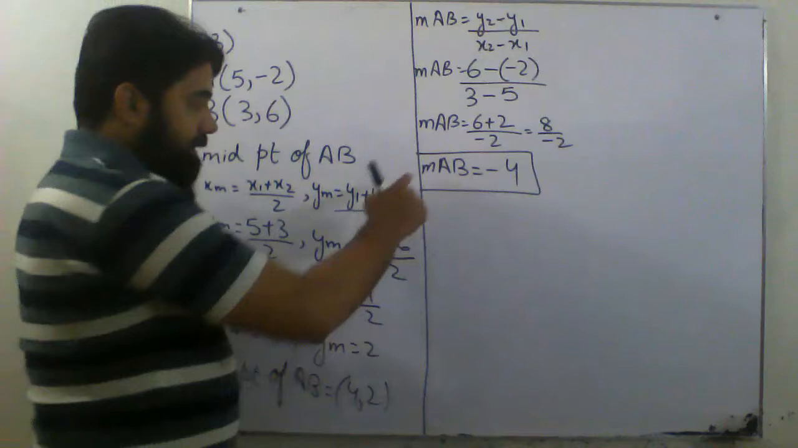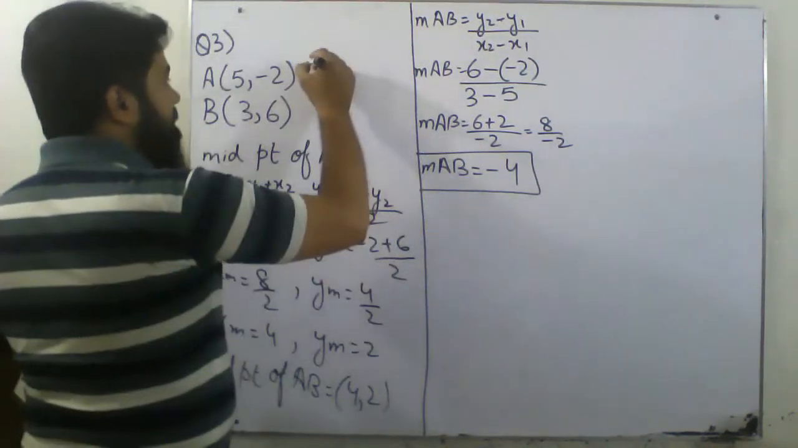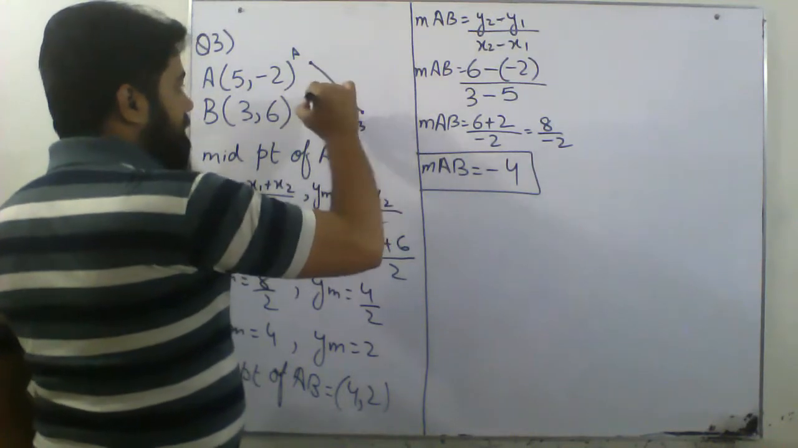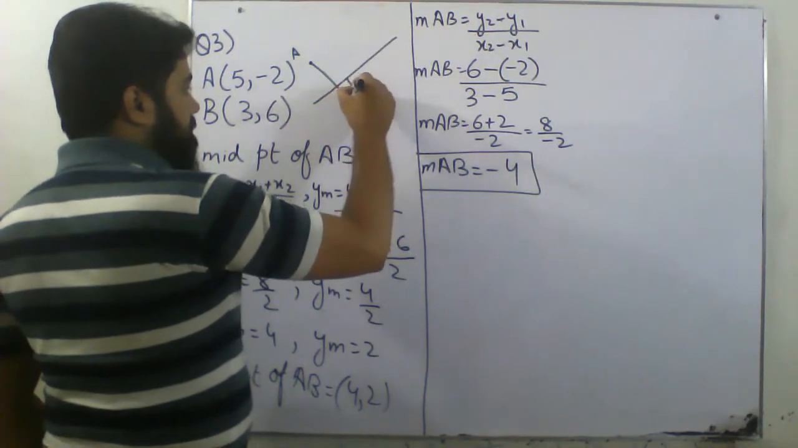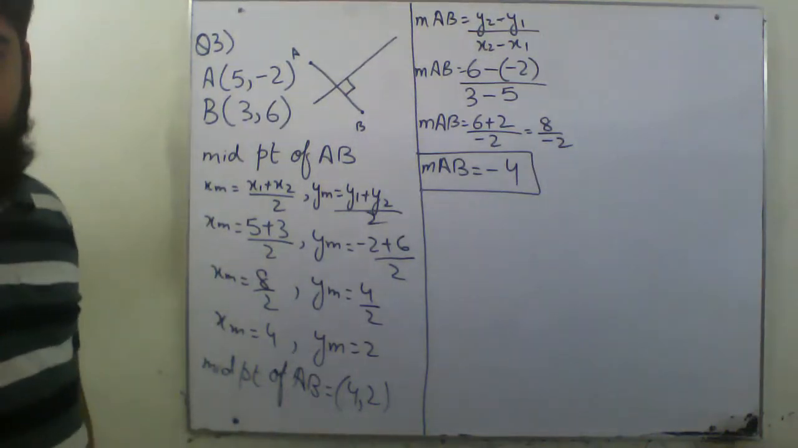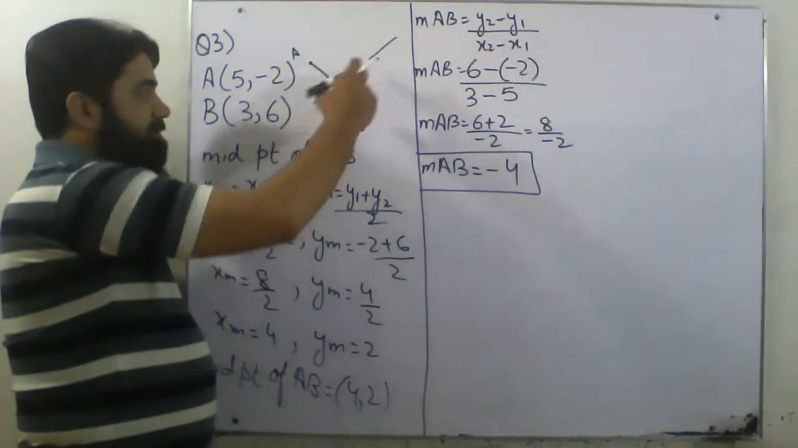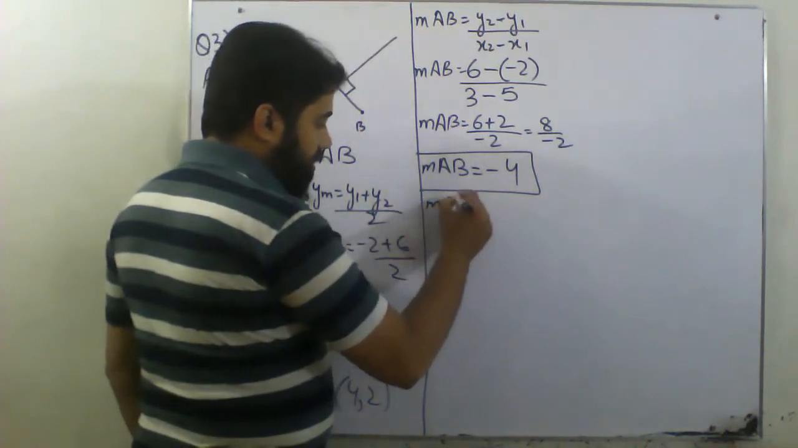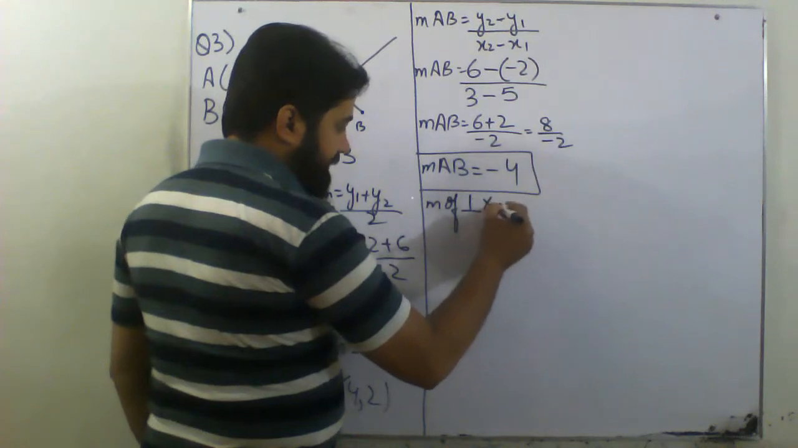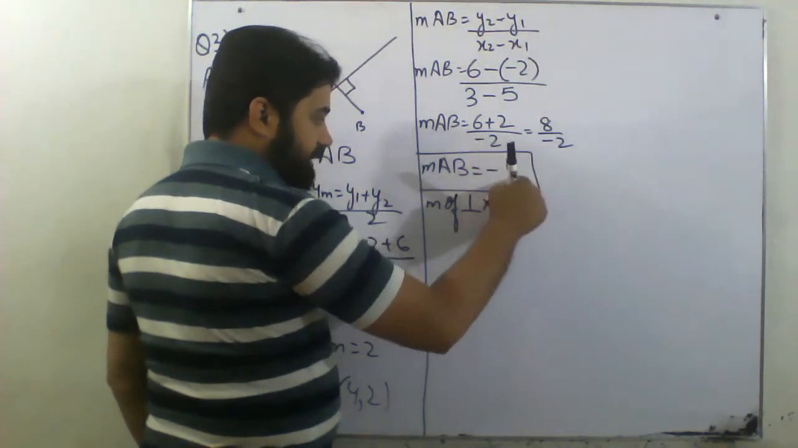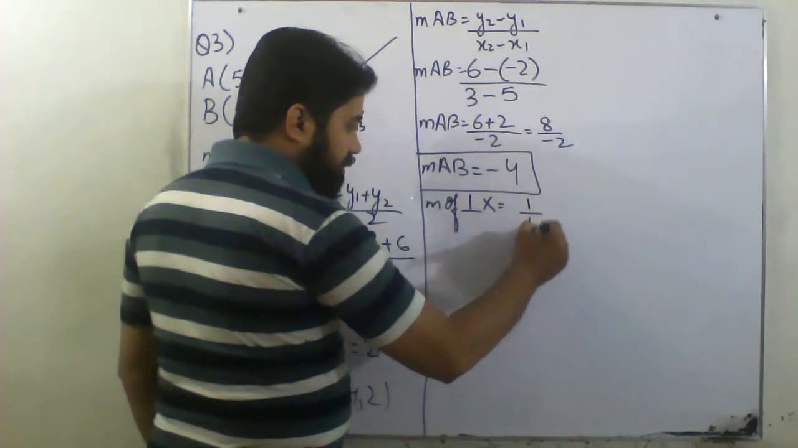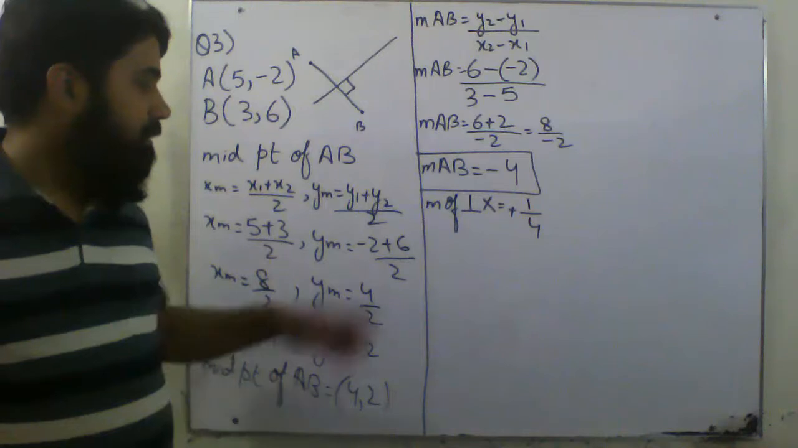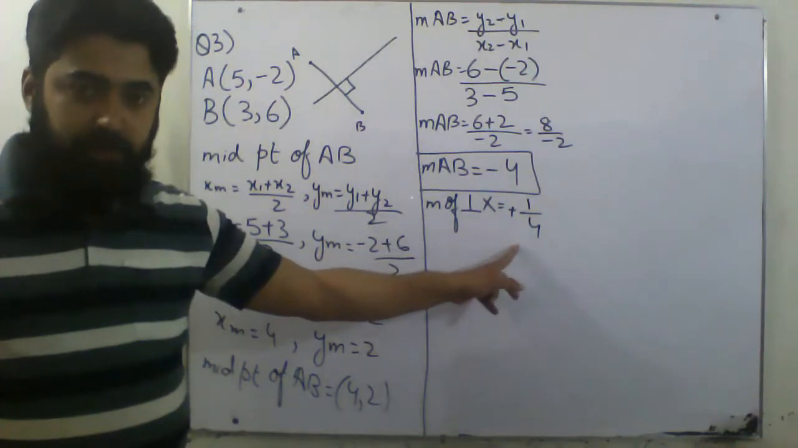Okay, so now we know that if this is A and this is B, perpendicular bisector means the gradient of this line will be the negative reciprocal of the gradient of this one. So the gradient of the perpendicular bisector will be what? Negative reciprocal of this. So reciprocal will be 1 over 4. Negative of negative will become positive.